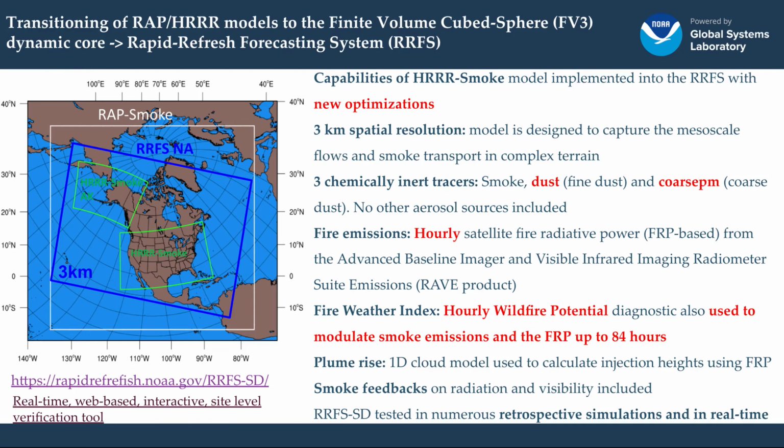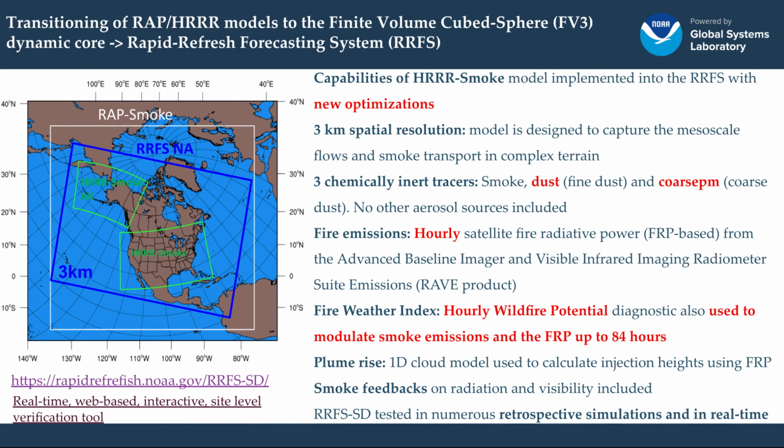So our team implemented the capabilities of the smoke component of HRRR into RRFS with new optimizations. RRFS-SD has three chemically inert tracers: smoke, dust, and coarse PM. It also includes hourly fire emissions, which are FRP based, and they come from FRP from the RAVE product, which fuses VIIRS and GOES data.